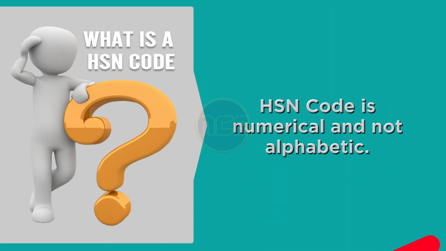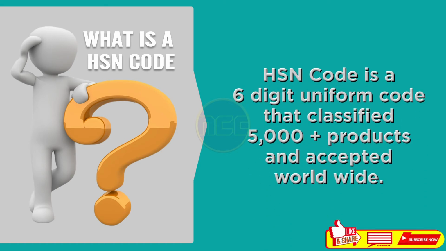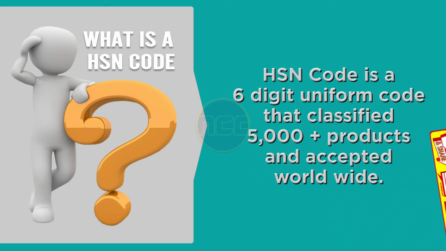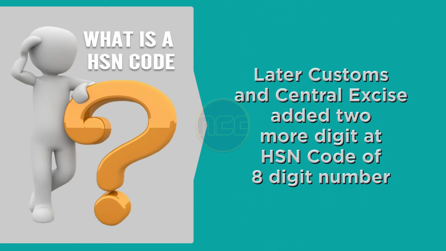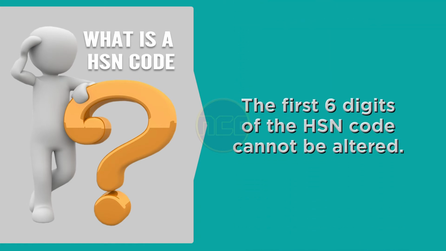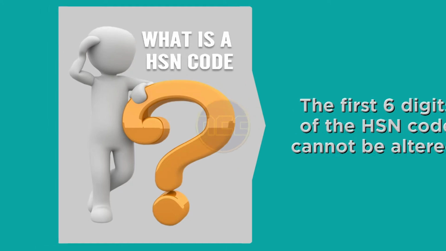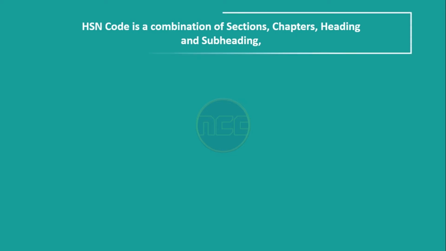HSN code is numerical and not alphabetic. HSN code is a 6-digit uniform code that classifies 5,000-plus products and is accepted worldwide. Later, Customs and Central Excise added 2 more digits, making the HSN code an 8-digit number. The first 6 digits of the HSN code cannot be altered. HSN code is a combination of sections, chapters, headings and subheadings.